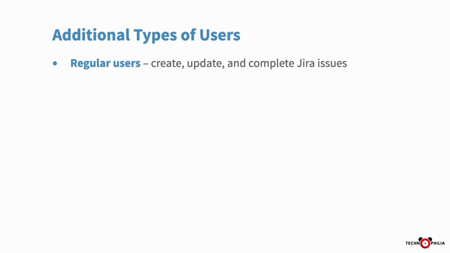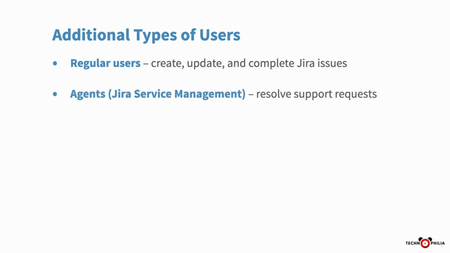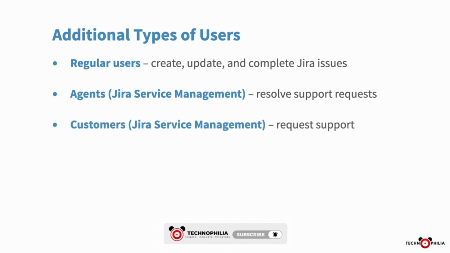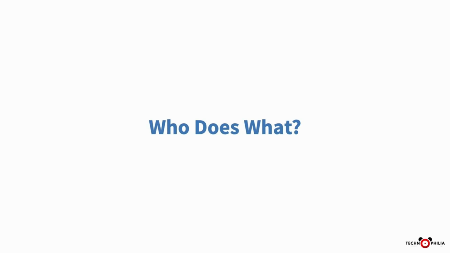And of course, all application and deployment types have regular users who track their work in Jira. In Jira Service Management, technicians that resolve support requests are called agents. The users who request support are called customers. All user types have different abilities and roles to play. Next, let's talk specifically about admin responsibilities.